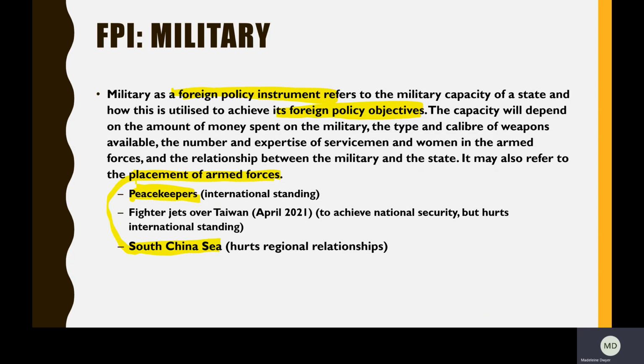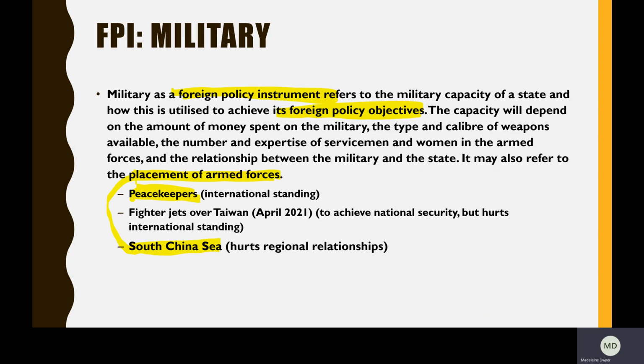Now, peacekeepers is one we can use. Peacekeepers has been used to help improve China's international standing. China has trained 8,000 troops to work in the UN peacekeeping missions. It's use of military power, but it's also soft military power because China is being seen as doing a good thing.